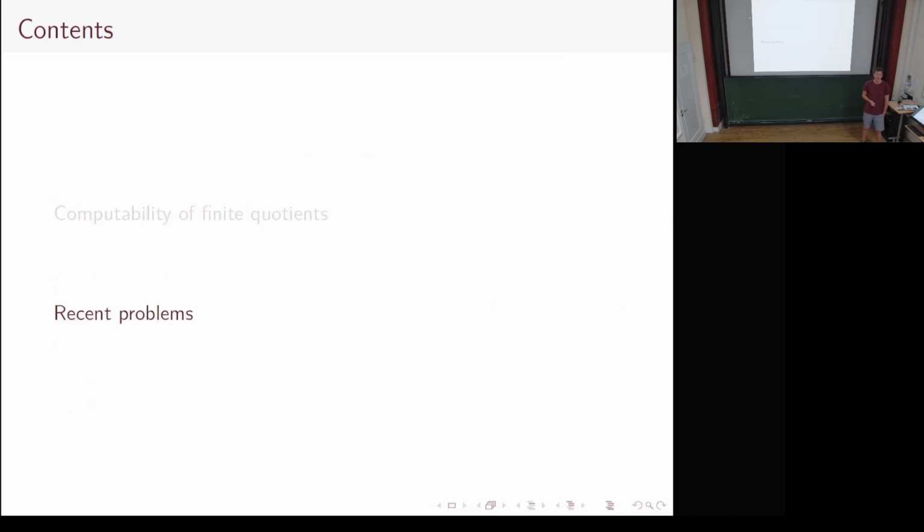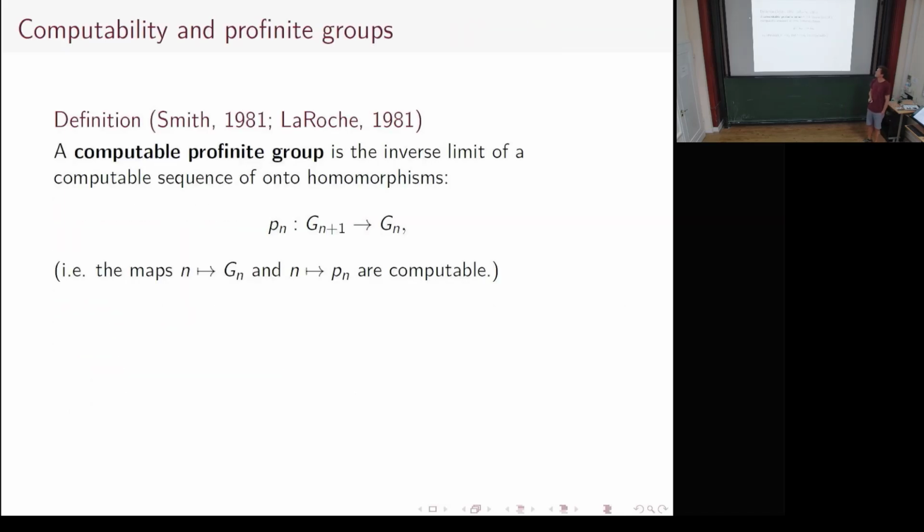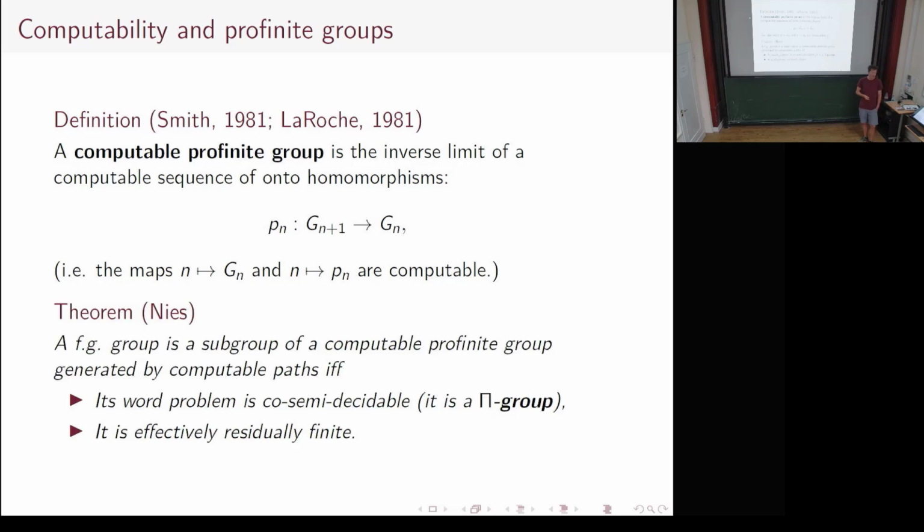Why am I talking about this today? Well, you heard Tuesday in Matteo's talk that there is ongoing research about computable profinite groups. And I'm not stating the definition again. André Nies has the following theorem. A finitely generated group is a subgroup of a computable profinite group generated by computable paths if and only if its word problem is co-semi-decidable, meaning you can list the words that define non-identity elements, and it is effectively residually finite.